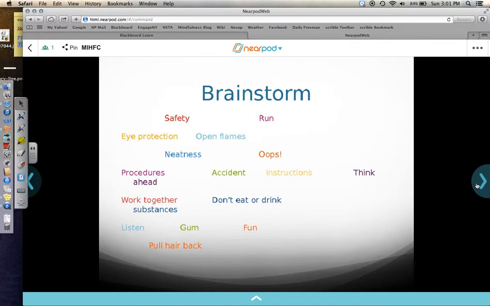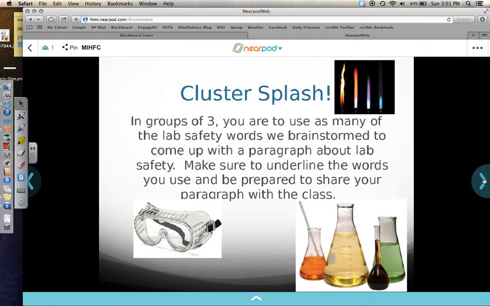So for example, safety, eye protection, open flames, neatness, oops, accident, don't eat or drink substances. Again, there's a formatting problem. So the students would have access to all these words. We'd go over them briefly. And then what I'd have them do is a cluster splash. So I'd separate them into groups of 3 or 4, depending on how big the class is, how many students are there that day. And I would have them use as many of the lab safety words as they can. Obviously, we would come up with a ton.